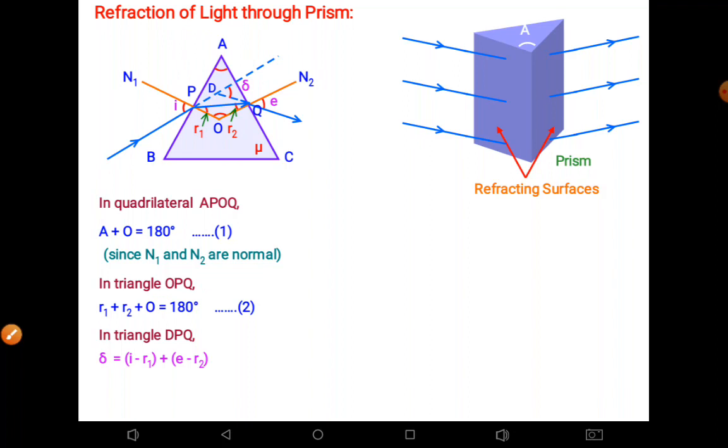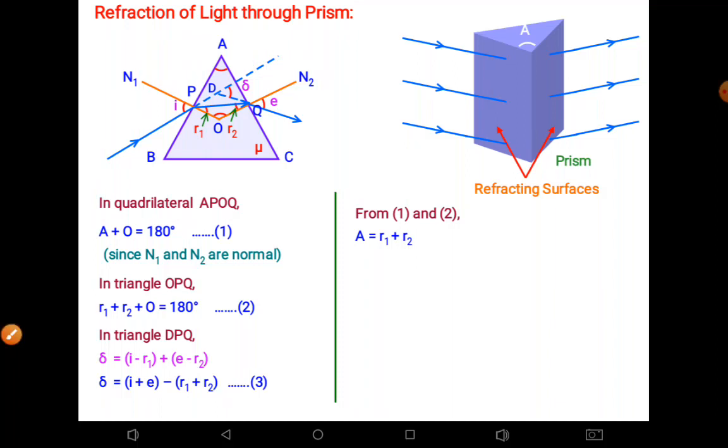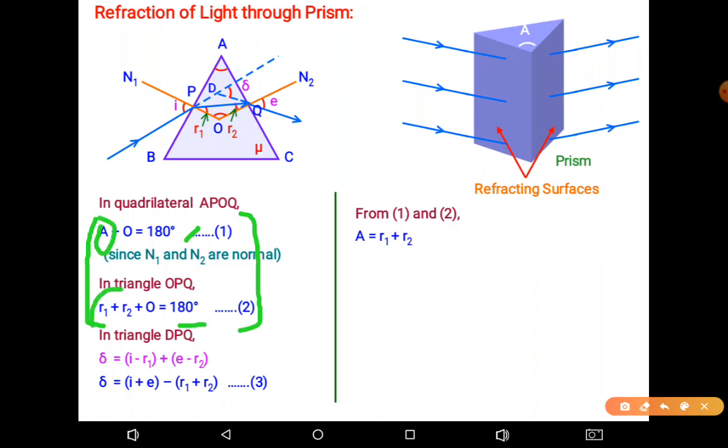So delta equals I minus R1 plus E minus R2, and opening the bracket, we have delta equals I plus E minus R1 plus R2. So now from equation 1 and 2, angle A plus O is equal to 180 degrees, and R1 plus R2 plus O is equal to 180 degrees. So angle A equals the sum of angles R1 plus R2.